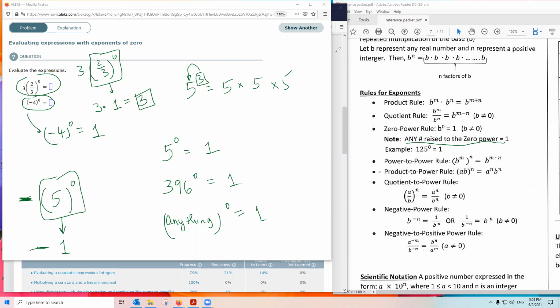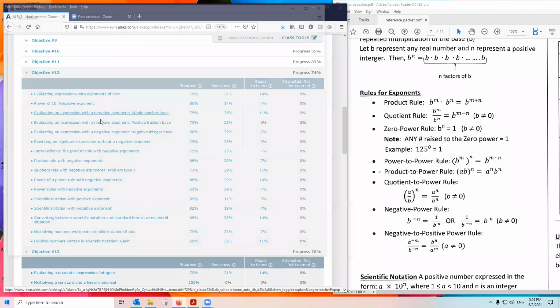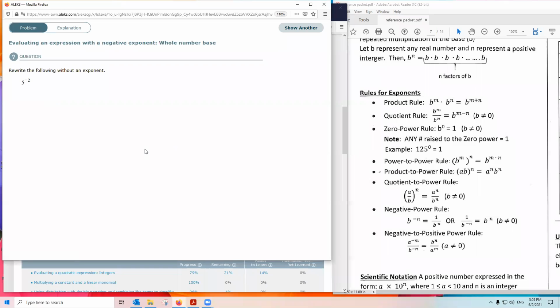All right, let's do a couple more examples here. How about if we come here, it says, rewrite the following without an exponent. All right, well, here is a negative exponent. How do we interpret or work with a negative exponent? Well, here is a rule that says it's the negative power rule. Let me write this down.